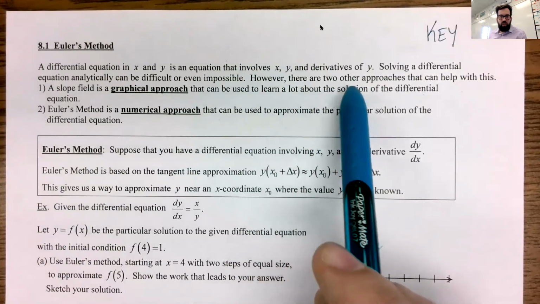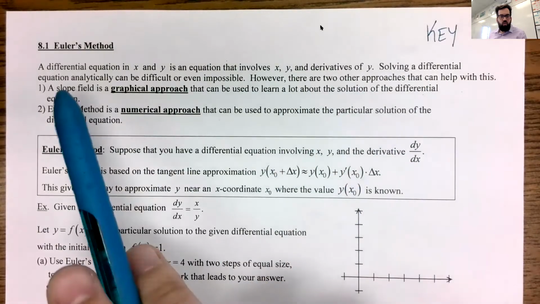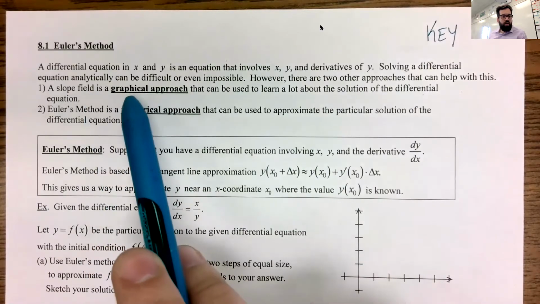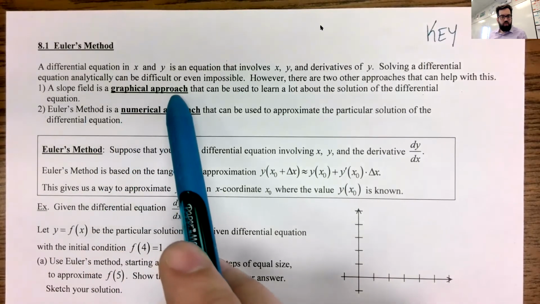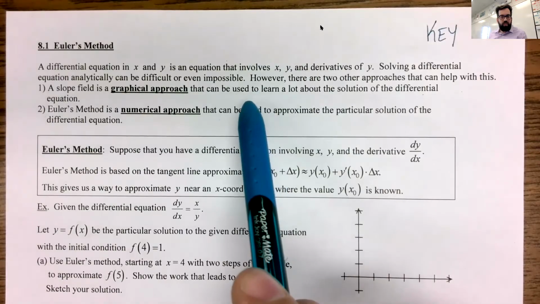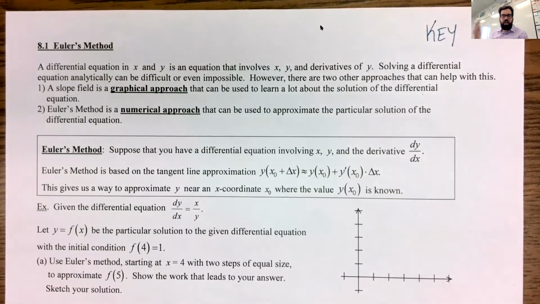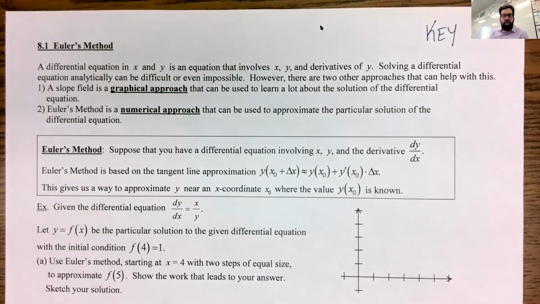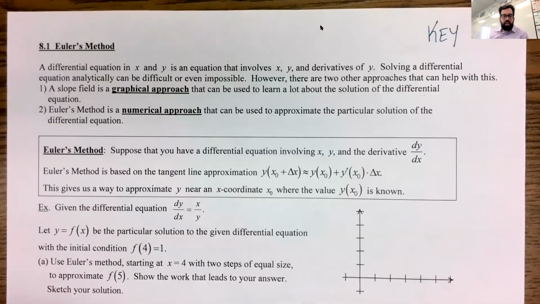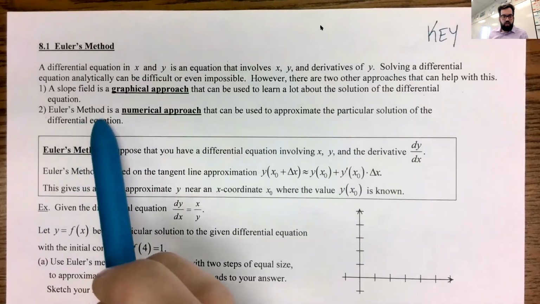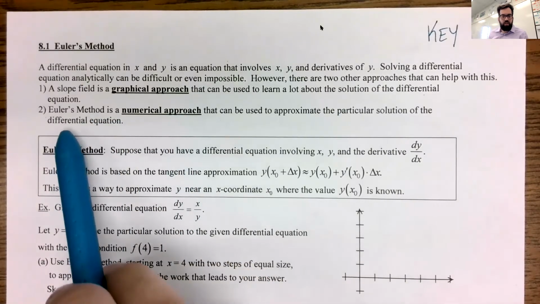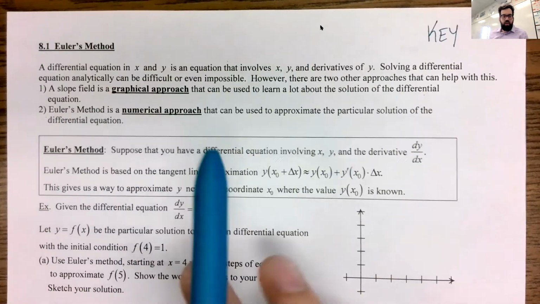However, there are two other approaches that can help with this. One of them is using a slope field, which you've talked about before, and slope fields use a graphical approach. And that helps you just kind of imagine what the curve might look like. And the second is Euler's method, which we're going to learn today. It's a numerical approach that can be used to approximate the particular solution of the differential equation.